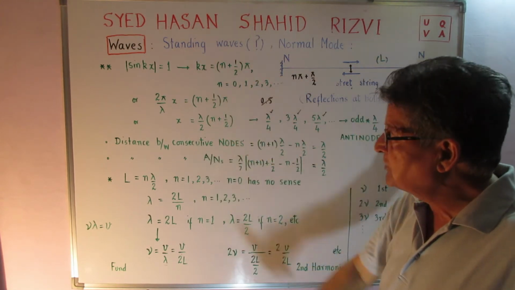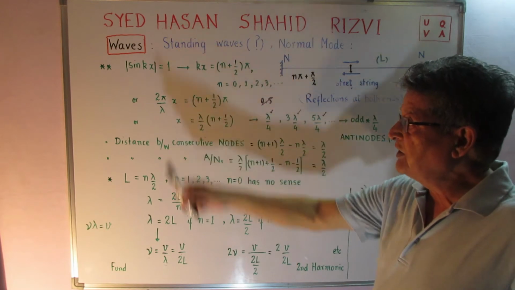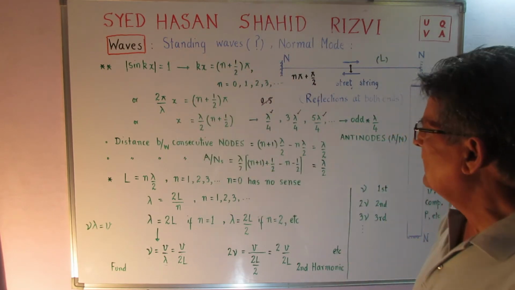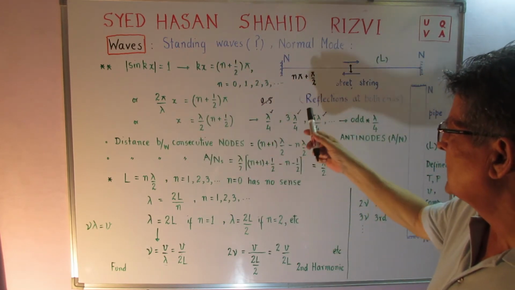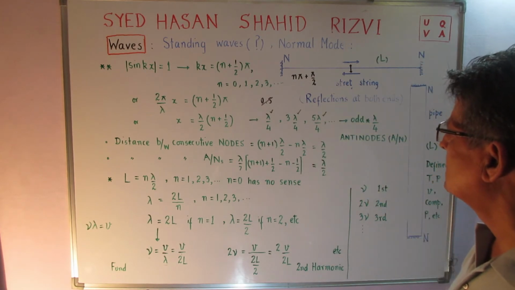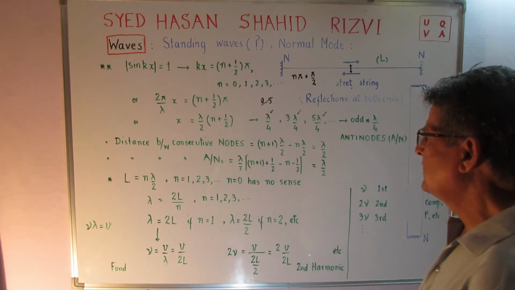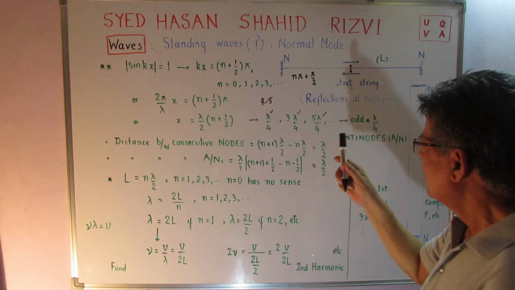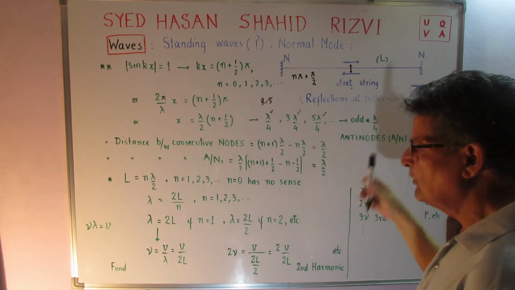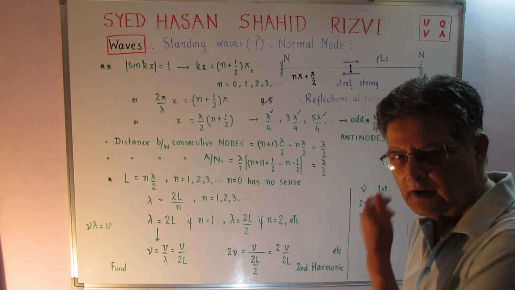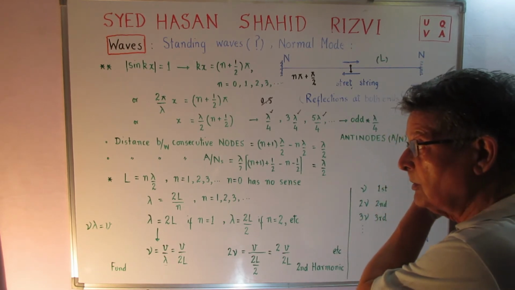In the previous case, when sine of kx was equal to 0, we got these values as 0, lambda by 2, 2 lambda by 2, like that. So that I can write as even into lambda by 4. So even numbers into lambda by 4.